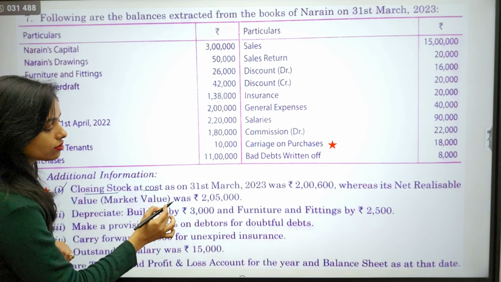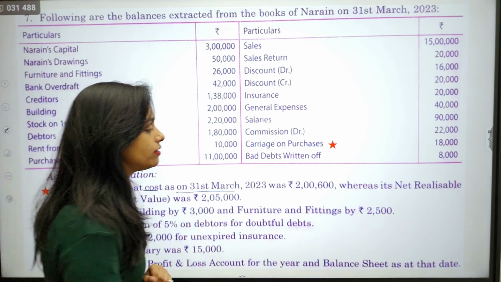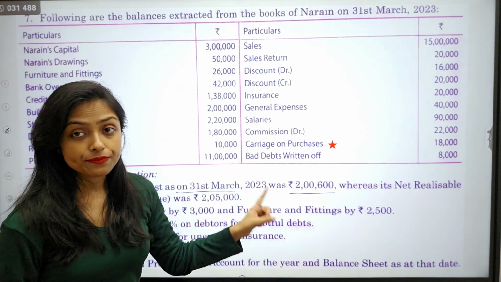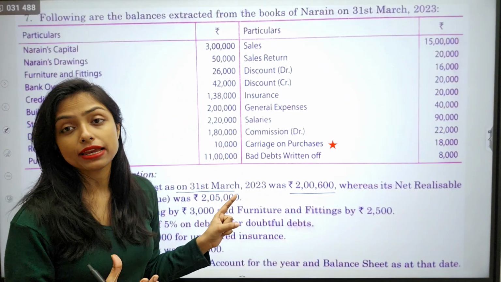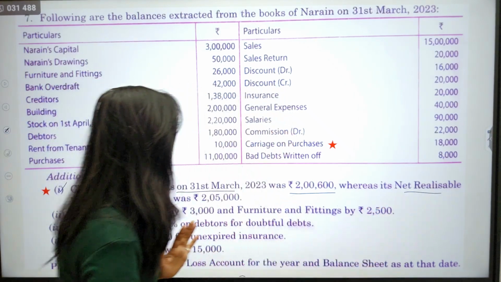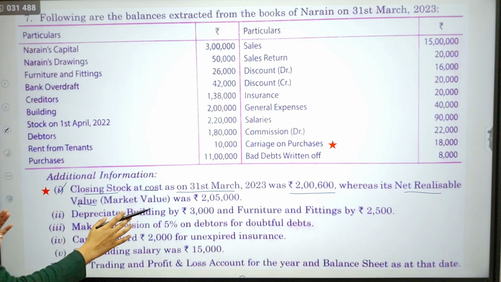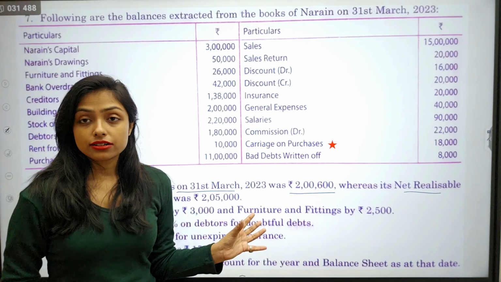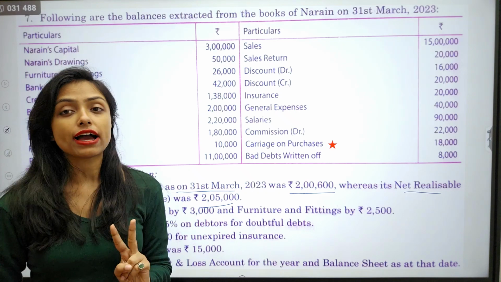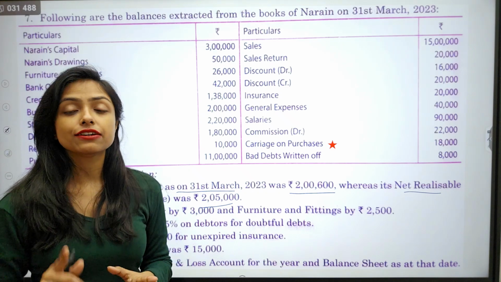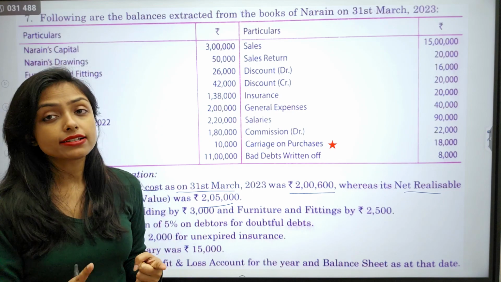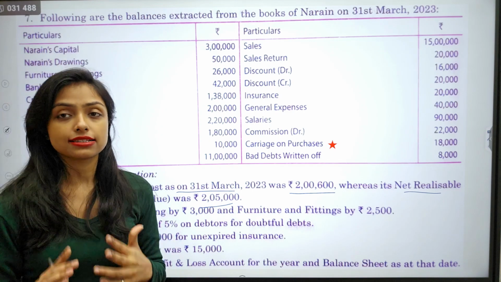Closing stock at cost as on 31st March 2023 was 2,600,000 rupees. This was my cost of the closing stock that was remaining at the end of the year. Whereas its net realizable value, meaning kind of the market value, was how much? 2,05,000 rupees. So they have given me two values. Up till now what we have seen, they give me just one value and I write it first on the trading account credit side and second on the balance sheet's asset side.